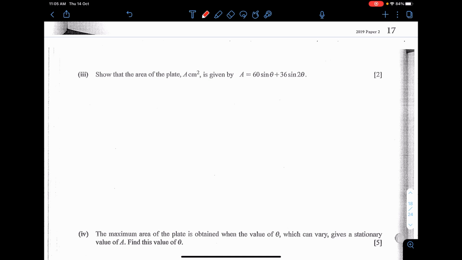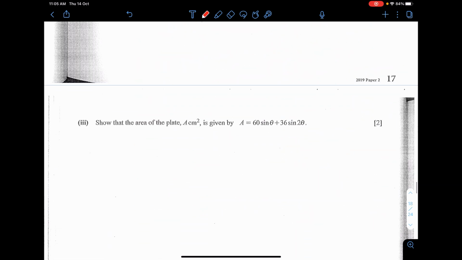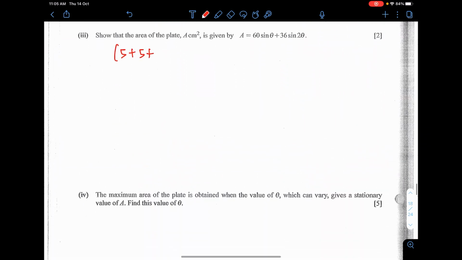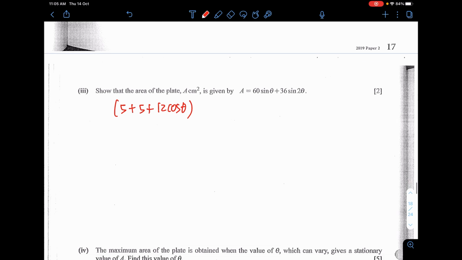Show that the area of the plate is given to be this. Okay, this is a trapezium. So 5 plus 5 plus 12 cosine theta, this is the sum of the parallel lines, multiplied by the height, which is 12 sine theta, divided by 2. Cancel, 6. So then I got 6 multiplied by 10 plus 12 cosine theta.